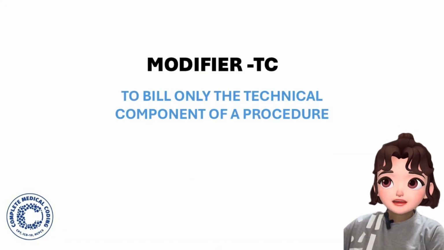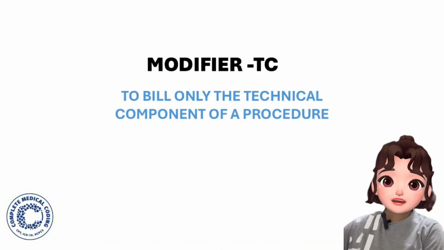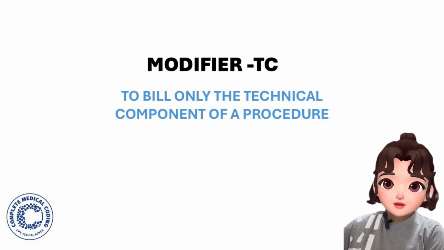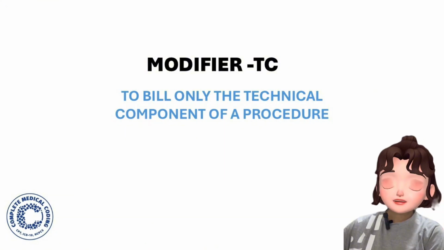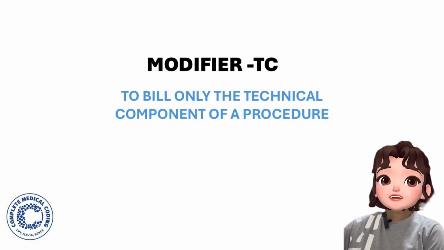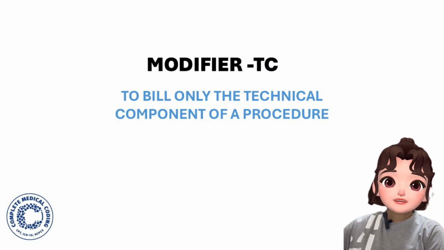What about modifier TC? TC represents the technical component. Modifier TC is used to bill only the technical component of a procedure. The technical part: if a technician is doing the procedure, then you have to append modifier TC. Whereas if the physician is doing the procedure, you have to append modifier 26. That's the difference. But still, a few people get confused while coding with these modifiers. So let's move in detail.